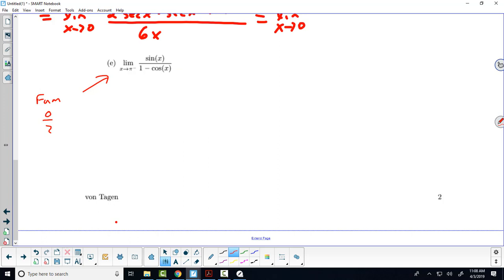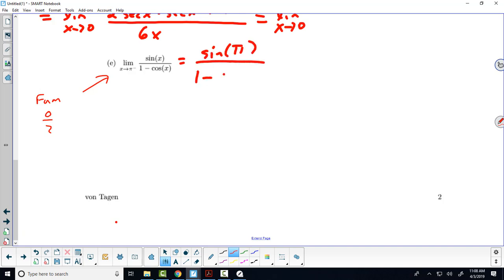So this can be evaluated through direct substitution. It will just be equal to the sine of pi over 1 minus the cosine of pi, which is equal to 0 over 1 minus a minus 1, which is equal to 0 over 2, which is equal to 0. Okay? I find this extremely beneficial to look at because if you tried to apply L'Hopital's Rule, so let me put this in big letters, this is wrong.